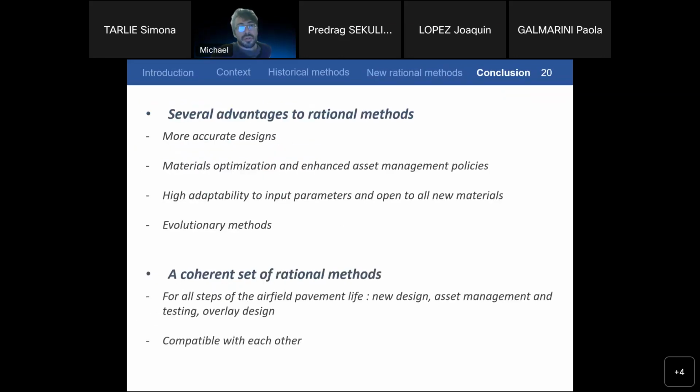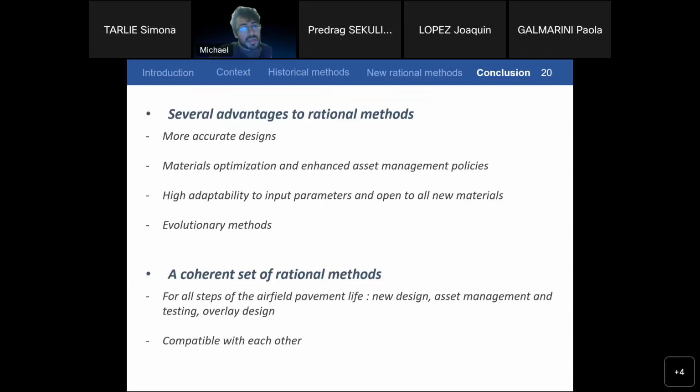So as a conclusion, there are several advantages to rational methods. They enable more accurate designs, and so material optimization, and enhance asset management policies. They have a high adaptability to input parameters and they are open to all new materials, and they are evolutionary methods.